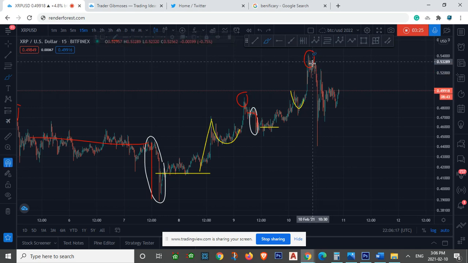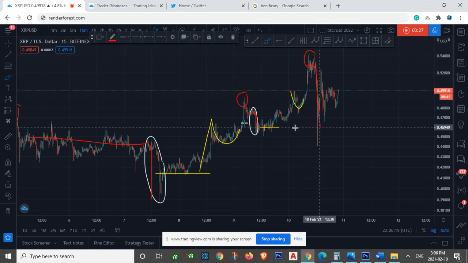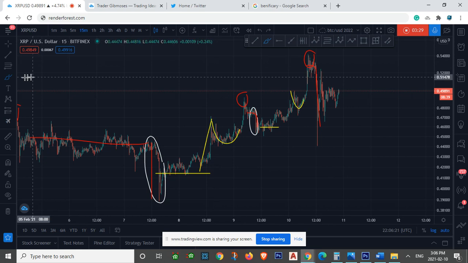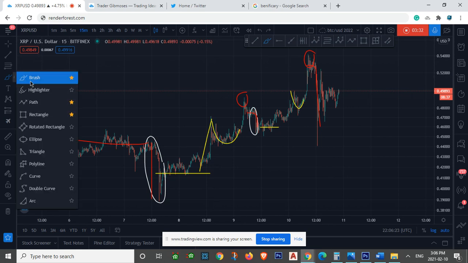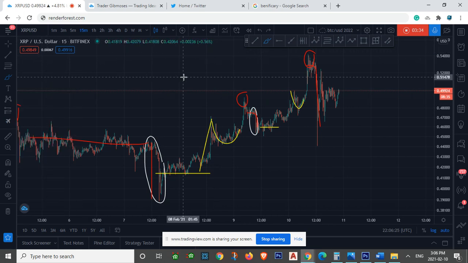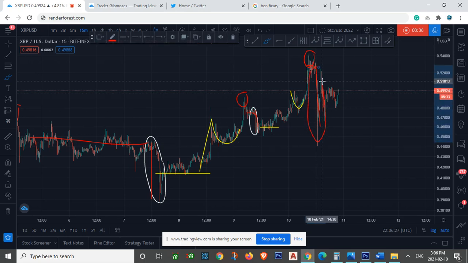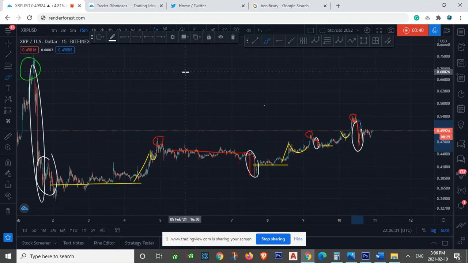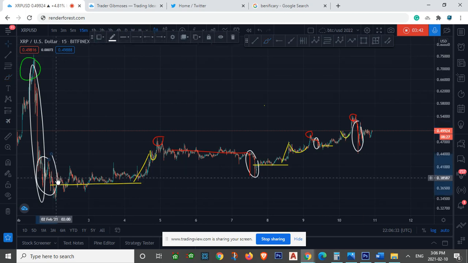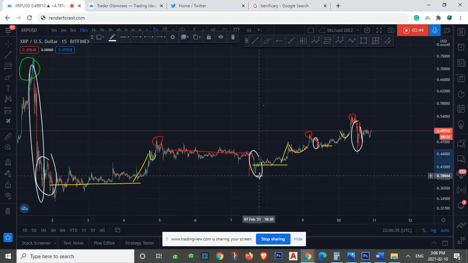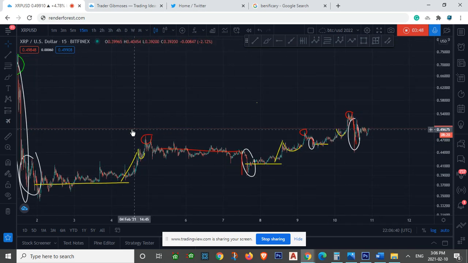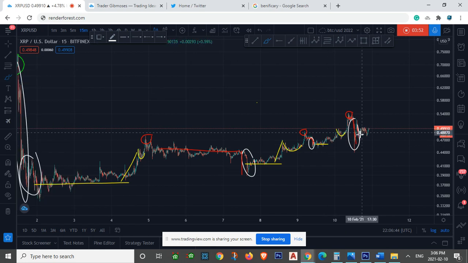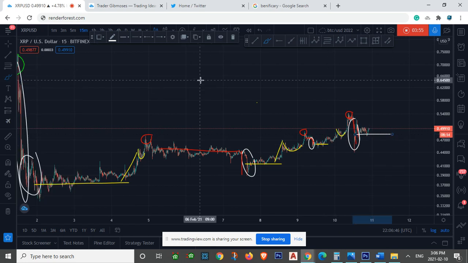Just like over here too, we dumped, okay? So this right here is basically the dump that we want, okay? What we want to see. Just like this one right here, just like this, and just like this. Because what do we know after we get these dumps? We go on an accumulation phase sideways. Okay, so that's what I'm expecting.